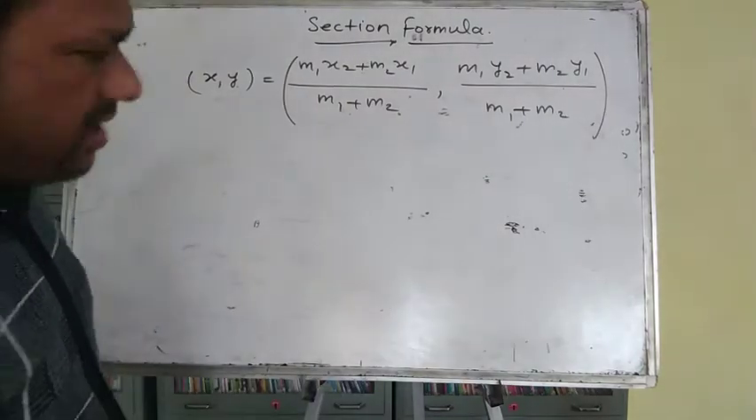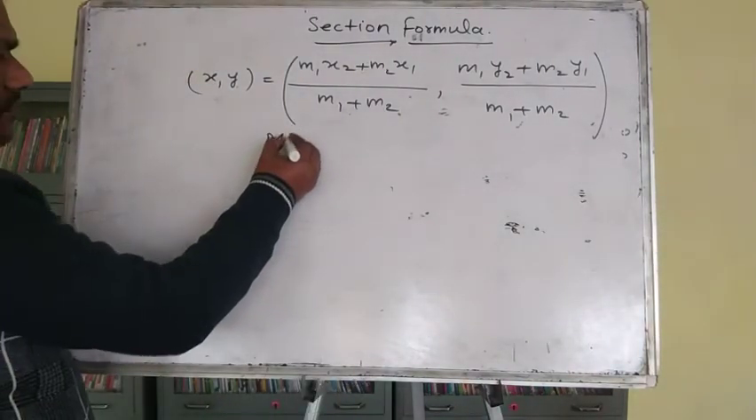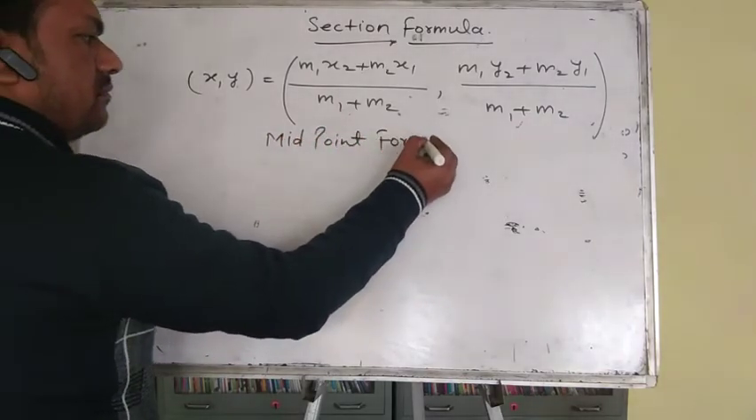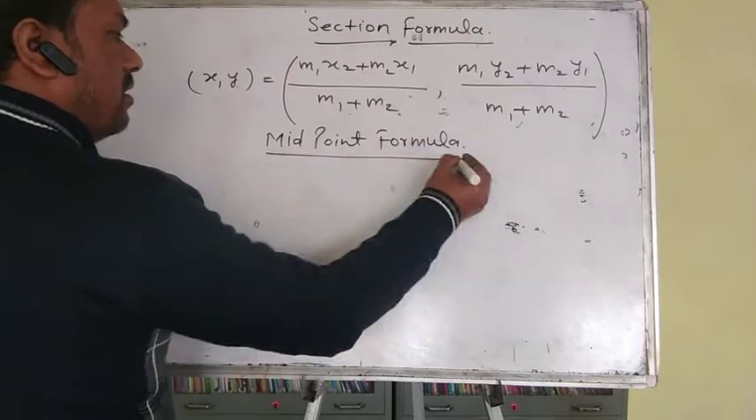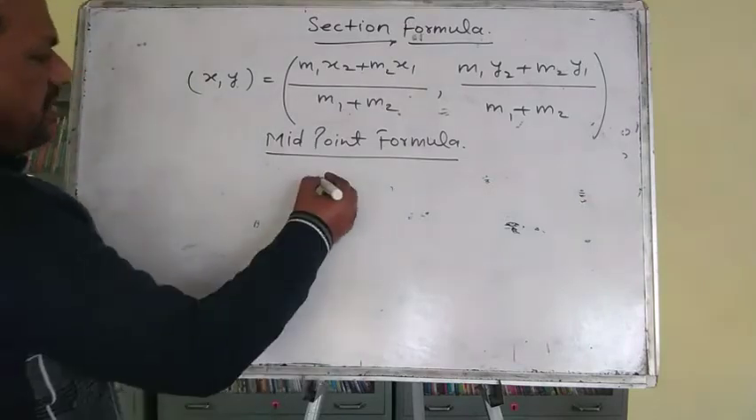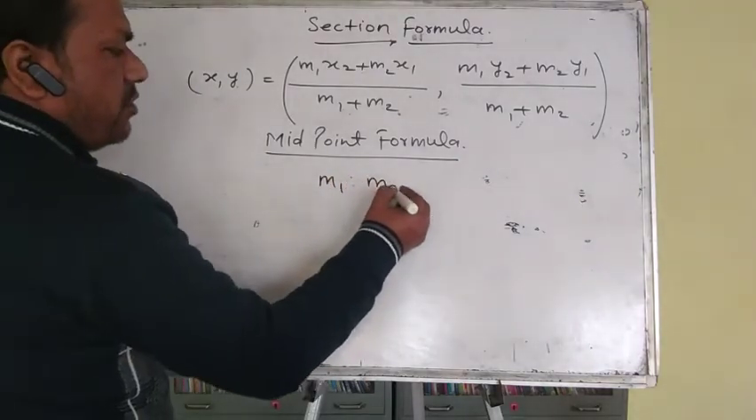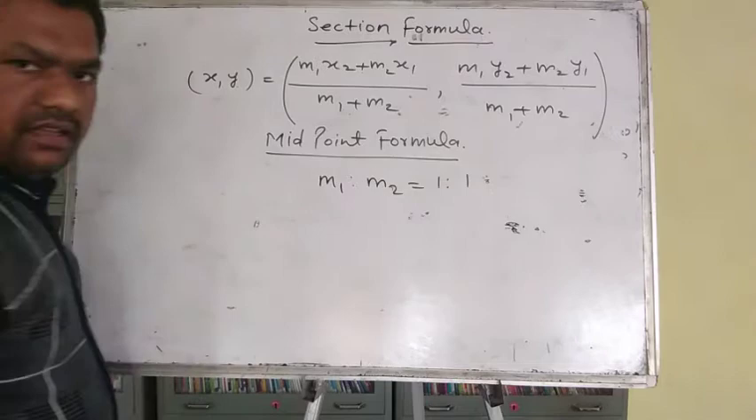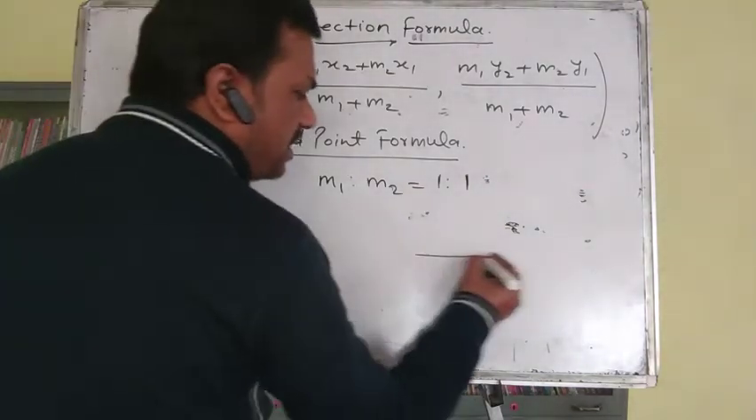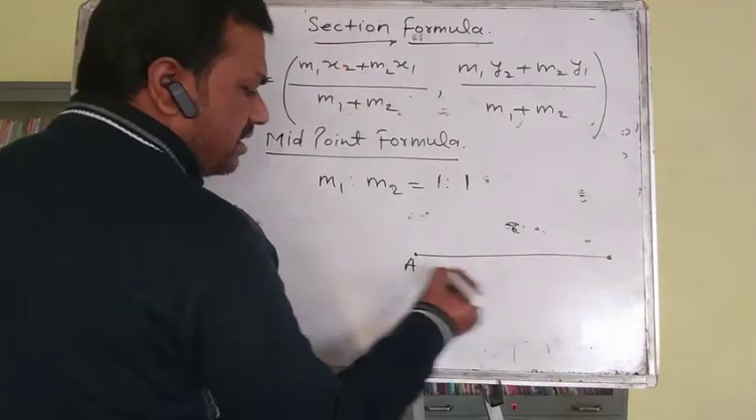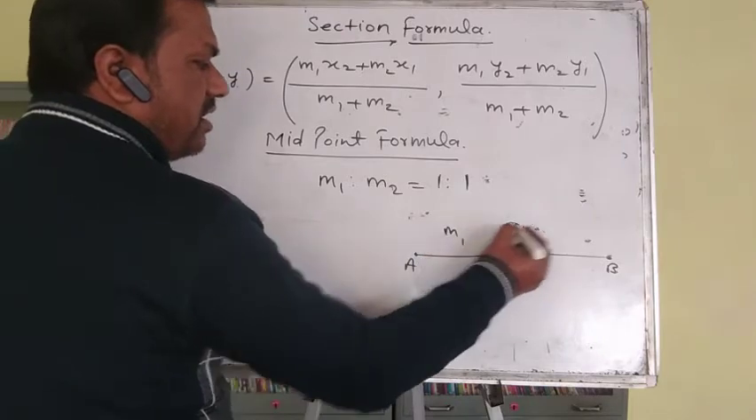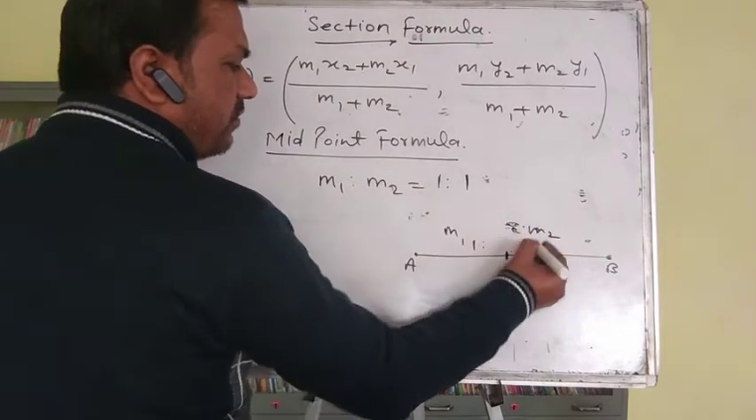Now the midpoint formula. The midpoint formula is the case when m1 ratio m2 is equal to 1 ratio 1. For example, this is the line, these are the joining points and this is the midpoint. So m1 ratio m2 is 1 ratio 1.